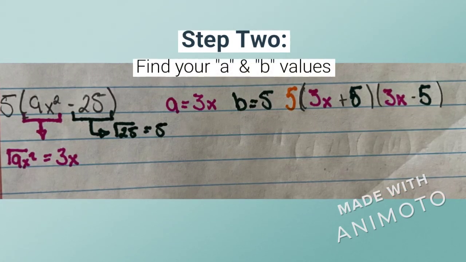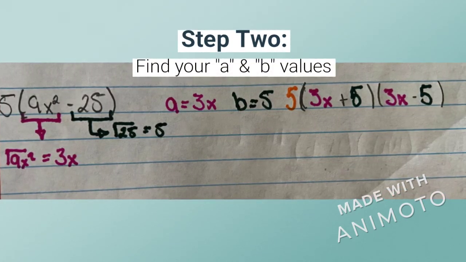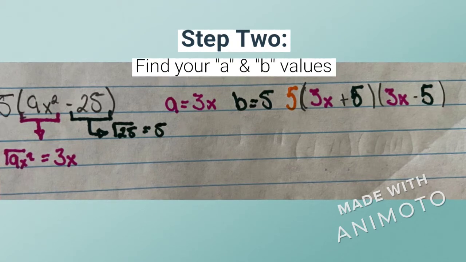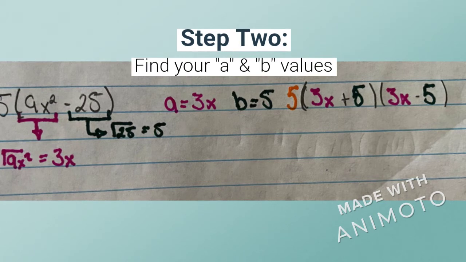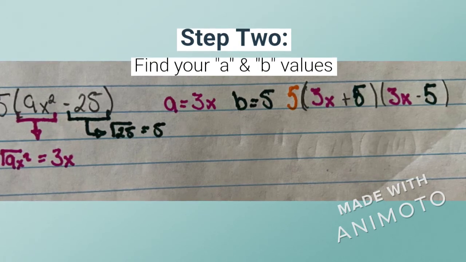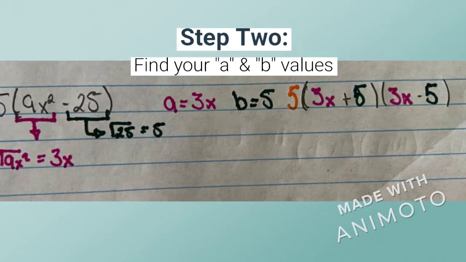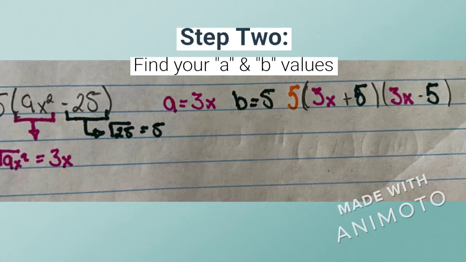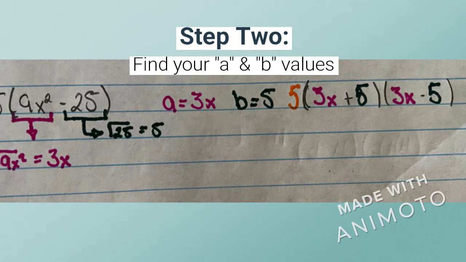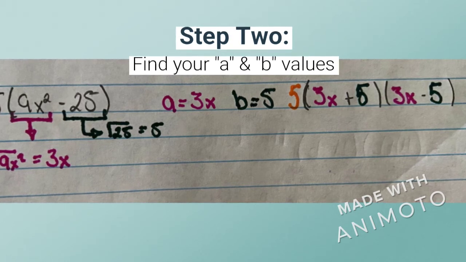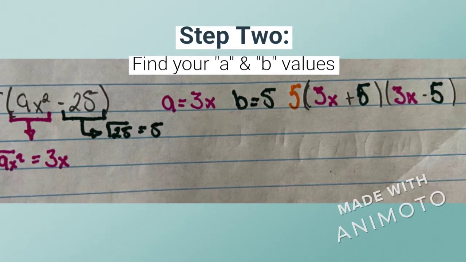Then you continue to look for both your a and your b, which is the same process that you did in the previous equations. So in this case, the square root of 9x squared gives you 3x, and that's your a, and then the square root of 25 would give you 5, and that's your b, and you go ahead and plug it into the equation a plus b times a minus b with your common factor 5 on the outside of the parentheses.